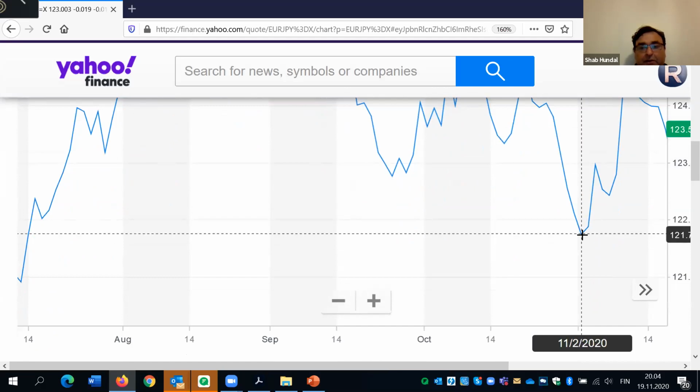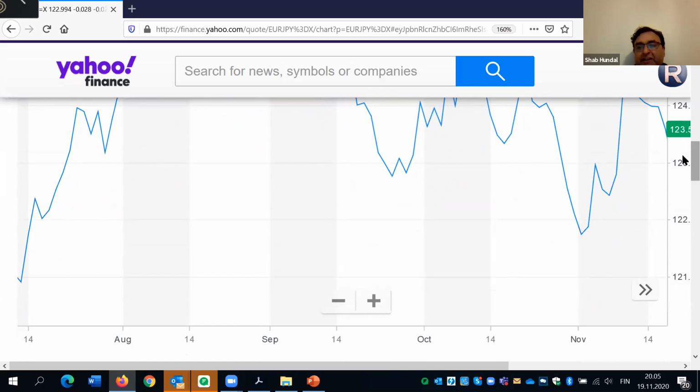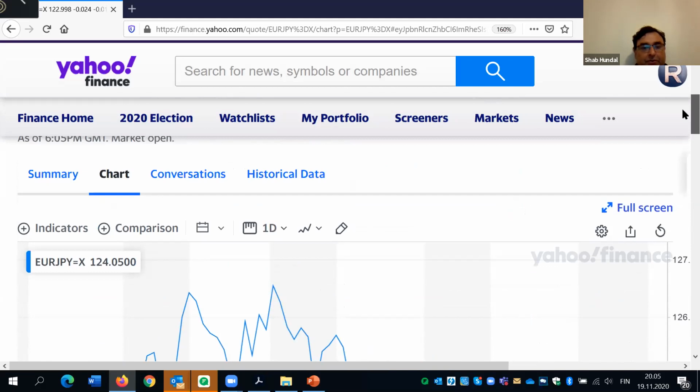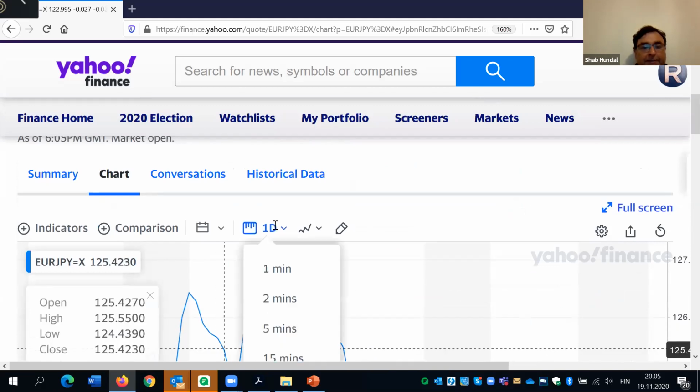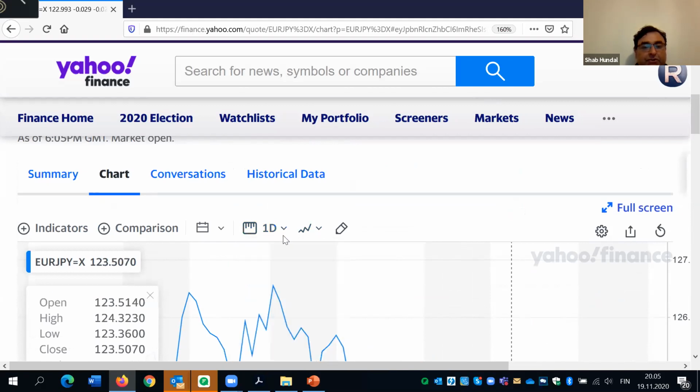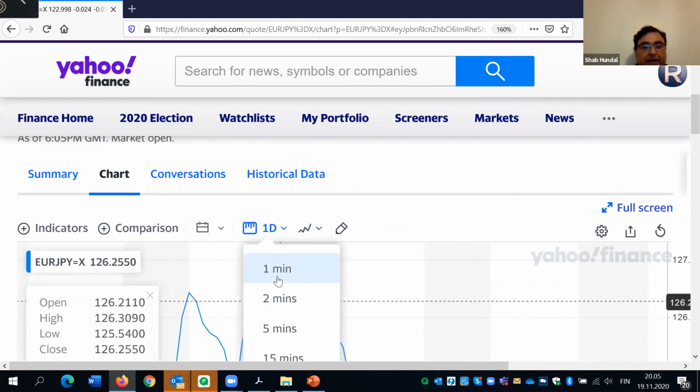Yeah, this is a very low value, and this was on 2nd of November. So in the last few months, the euro is not doing well against the Japanese yen. You can see the fluctuation, and you can change the time here. If you want to see 1 day, you can choose the time from here. You want to see every 1 minute, 2 minutes, 5 minutes, that's up to you.